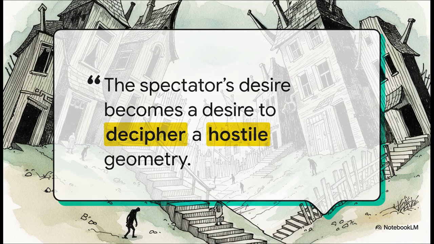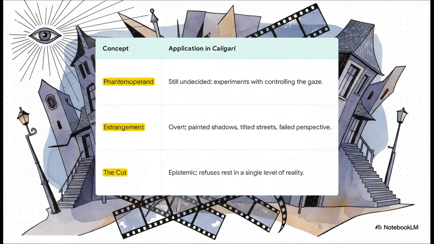Caligari doesn't give us some glamorous movie star to just sit back and admire. Nope. Instead, its tilted, nightmarish sets and its painted-on shadows make us work. Our desire isn't just to passively consume something pretty. It's to actively decipher this bizarre, hostile world the film throws at us. So here's the breakdown. At this early stage, the Phantomoperand is still kind of experimental.